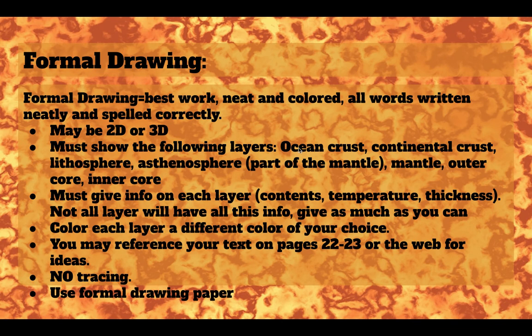Here are the layers that you have to have labeled. There's ocean crust and continent crust. There's an area just underneath the crust called the lithosphere. The asthenosphere is the top part of the mantle. Then we have the main mantle, the outer core, and the inner core.